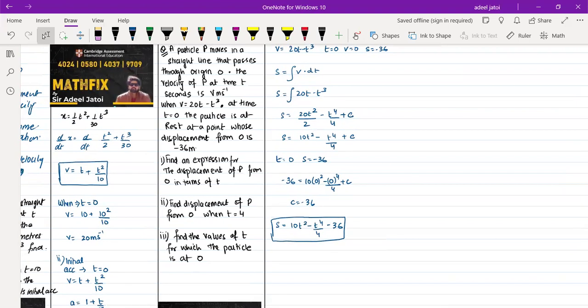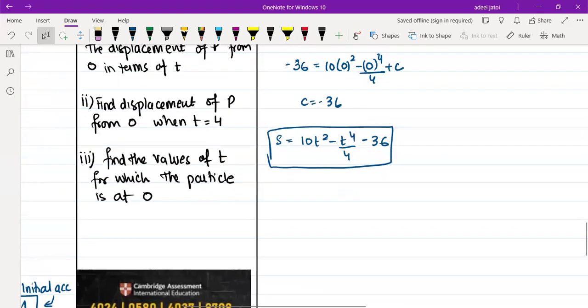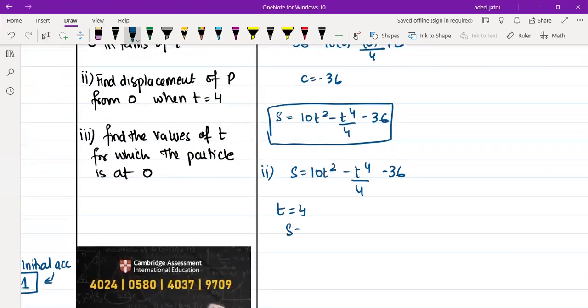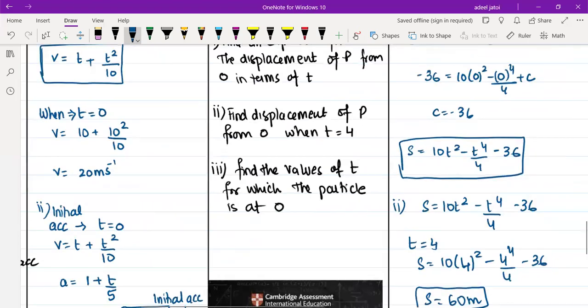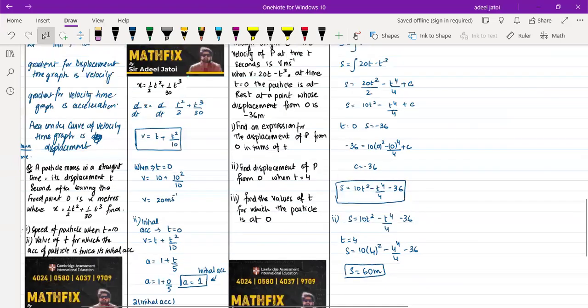Then in part 2, the question clearly says find the displacement of P from origin when t is equal to what? 4. So the displacement equation is there, which is S is equal to 10t square minus t to the power 4 upon 4 minus 36. What do we need? t is equal to what? 4. So just substitute it. 10 times 4 square minus 4 to the power 4 upon 4 minus 36. So S becomes what? 60 meters.